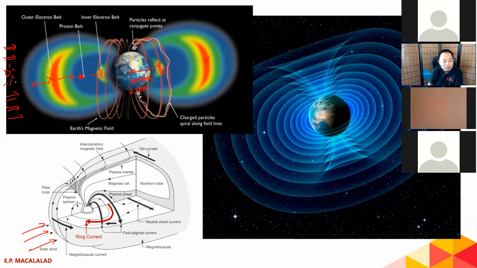Tapos biglang nagkaroon ng radiation storm or solar storm. So this Van Allen belt is compressed in the day side. So this strong electron belt or outer electron belt might move near this satellite. So this satellite might be damaged or might be affected. So pwedeng ganun. It's a whole semester of class just talking about Van Allen belts. Thank you po.